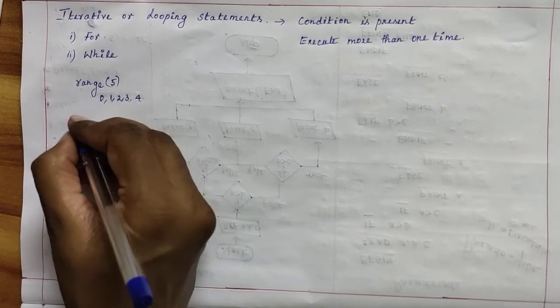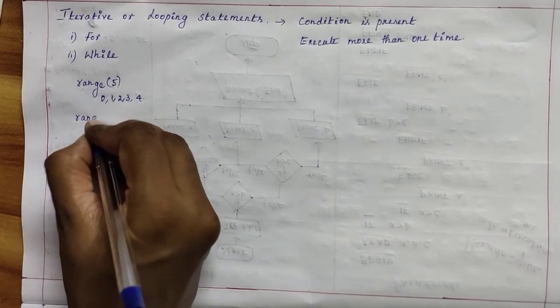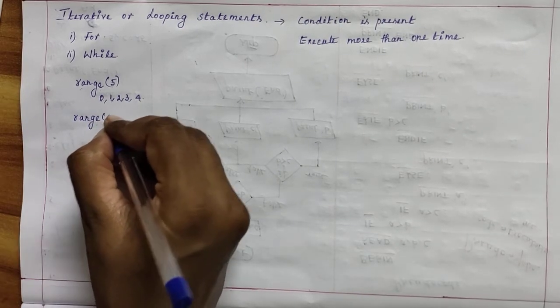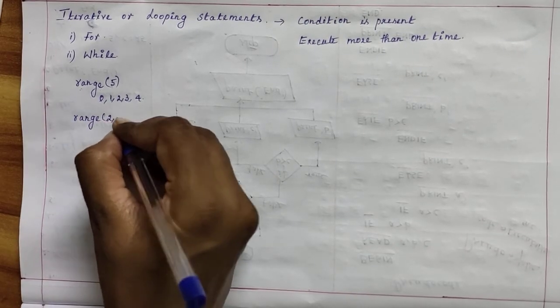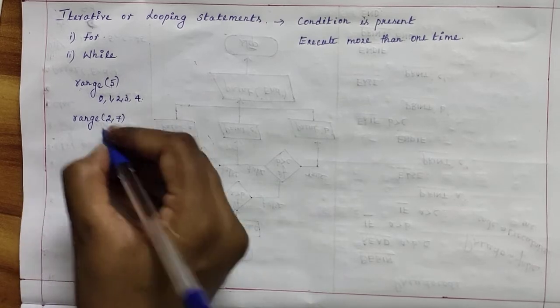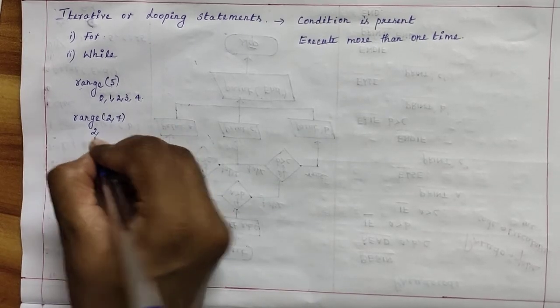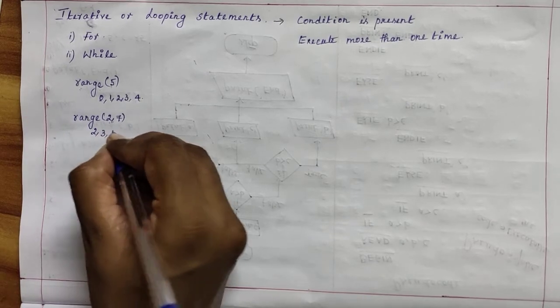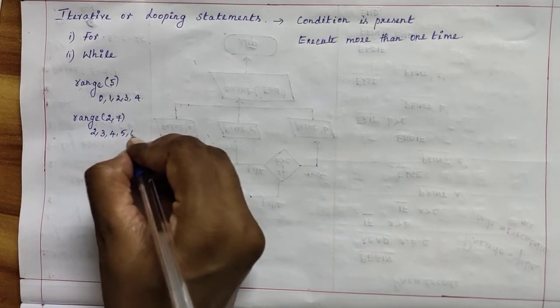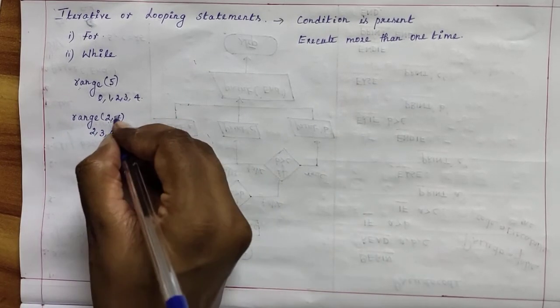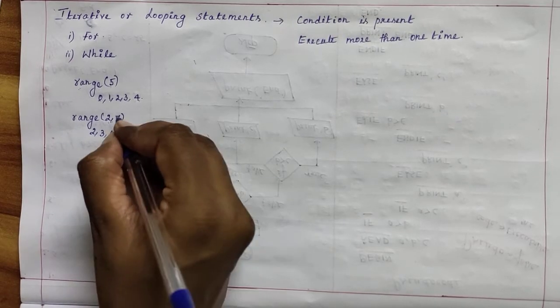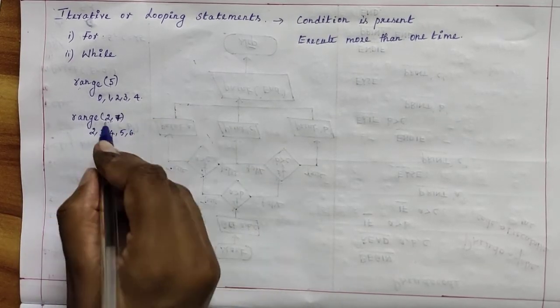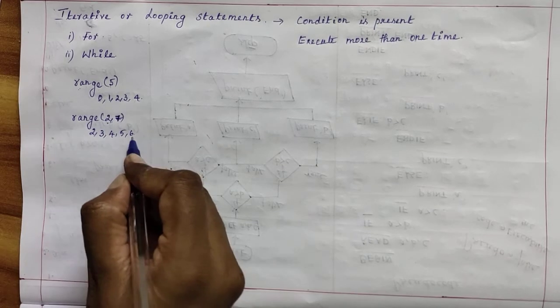Next we are going to see the second case, range of 2, 7. So what's the output? It starts with 2: 2, 3, 4, 5, 6. That's all. That is stop minus 1. Is it clear? Starting with 2 and it ends with 6.